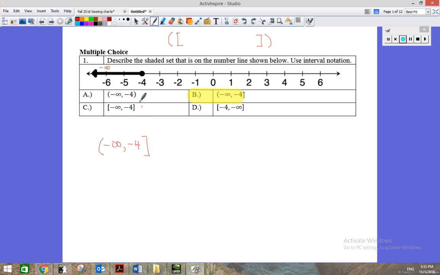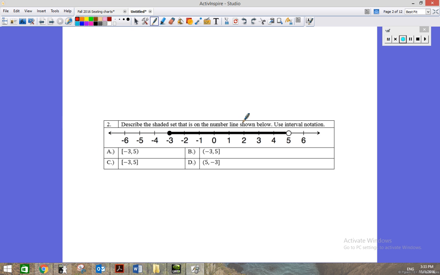I could immediately at the beginning of this problem rule out choices C and D, because you will never have a bracket around either one of the infinities, and in D it's always a smaller value, comma, a larger value. -4 is not smaller than -infinity, so there's no way it could have been choices C or D. Let's look at the next one.